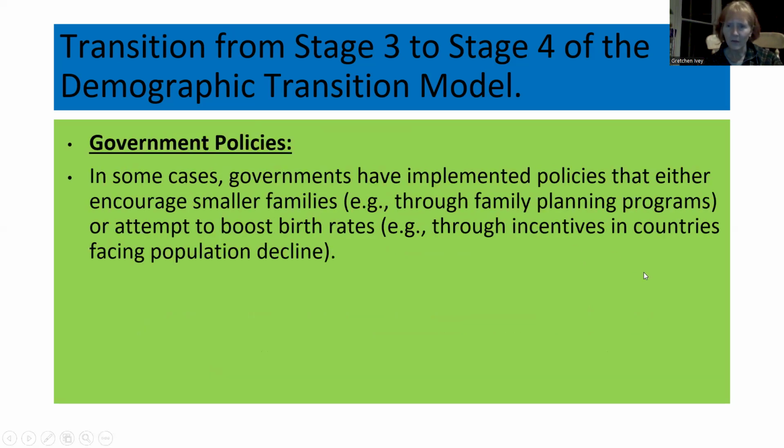Even government policies as well. In some cases, governments have implemented policies that either encourage smaller families through family planning programs or attempt to boost birth rates through incentives in countries facing population decline.